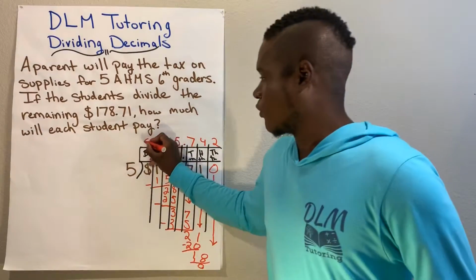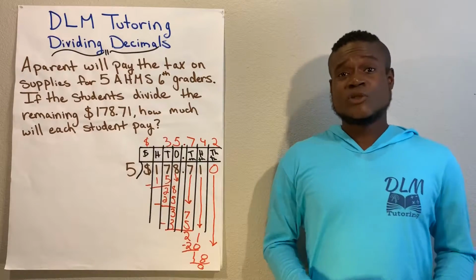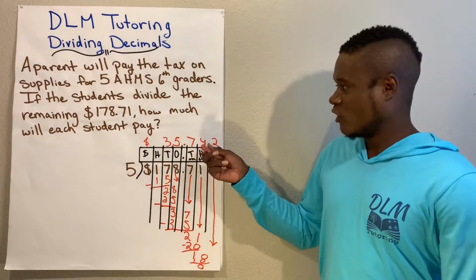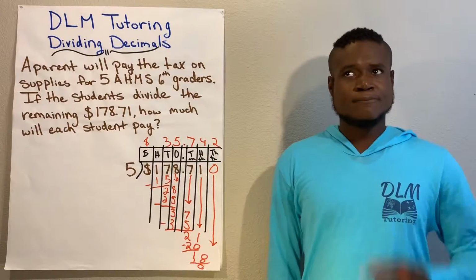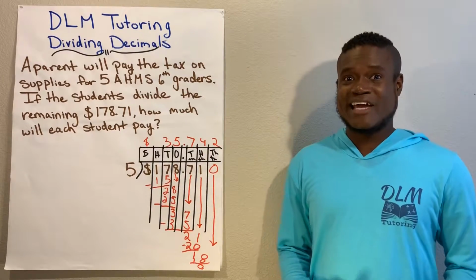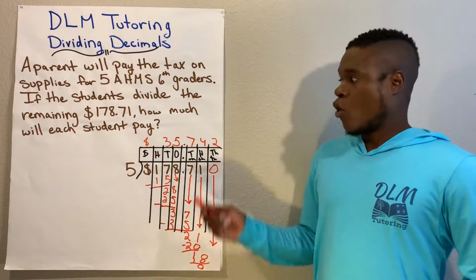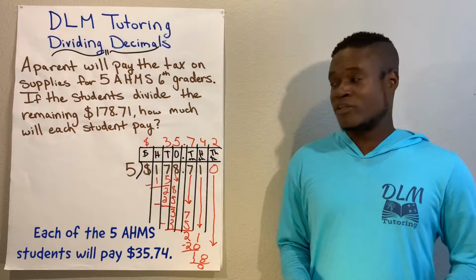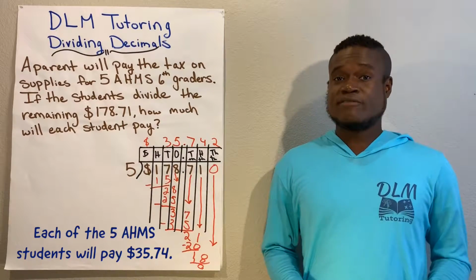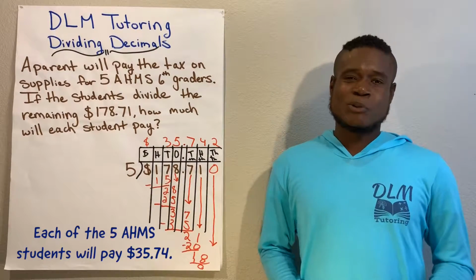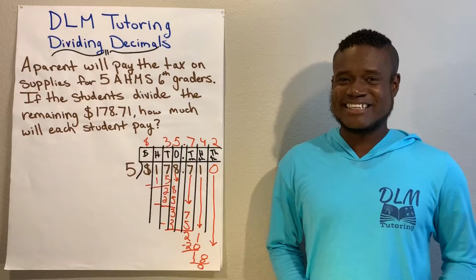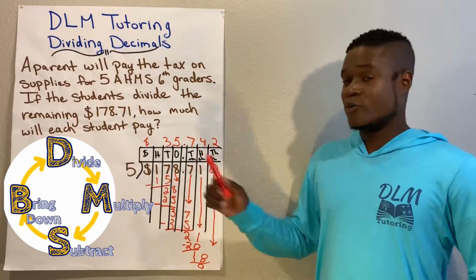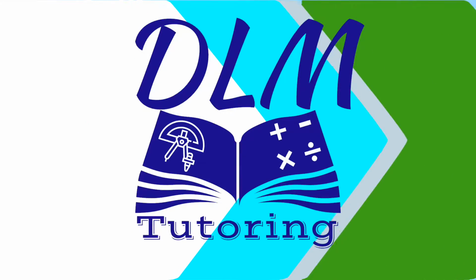So I get the answer that each student is going to have to pay $35.742. Well, since we can't actually have them pay that way, we only go down to the hundredths when it comes to money. Each person is actually going to pay $35.74, but one person is going to have to be nice enough to pay the extra cent that's left over. And that's how you divide decimals, using a place value chart.